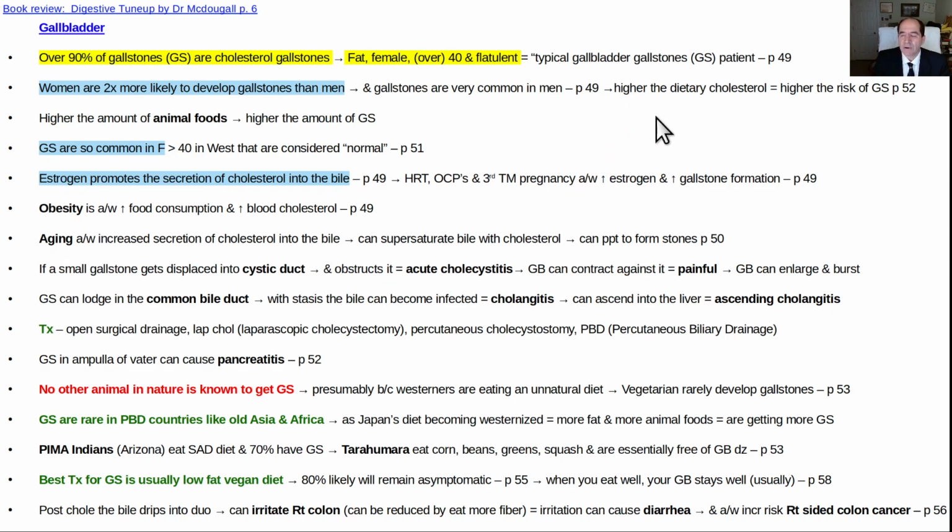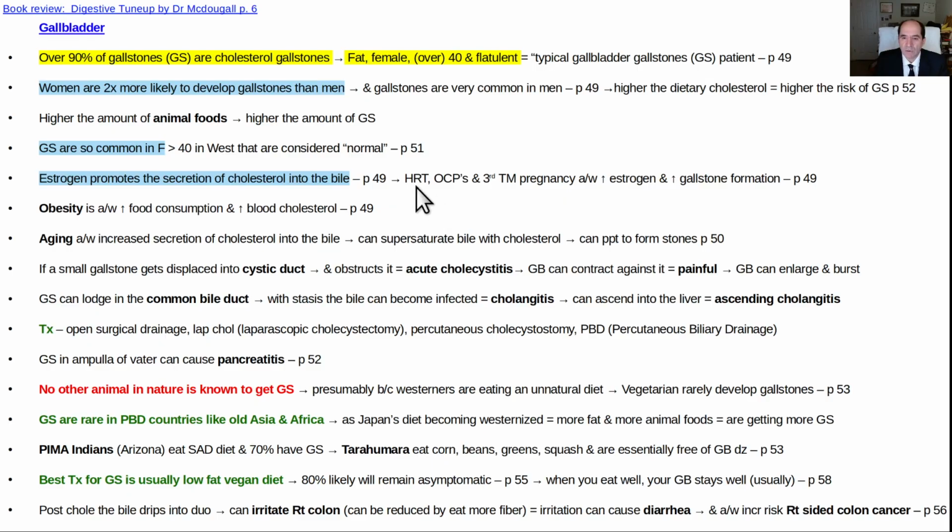The higher the dietary cholesterol, the higher the risk of gallstones. The higher the amount of animal foods a person eats, the more likely they're going to develop gallstones. As a matter of fact, in the Western world, in women over 40, they're so common, they're just considered normal. And again, most of the time they're not a problem, but when they're a problem, they can be quite painful.